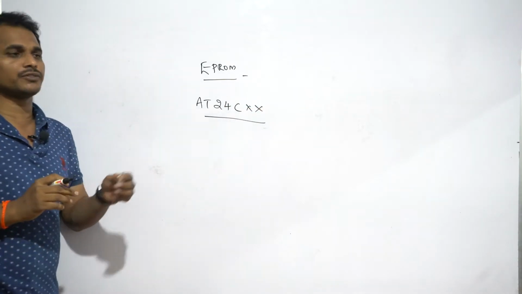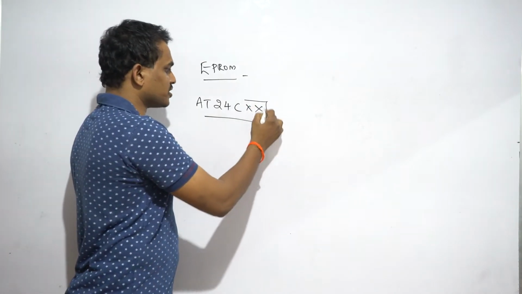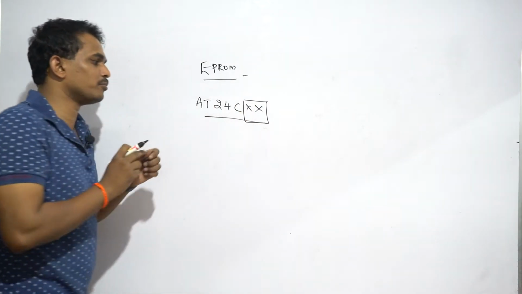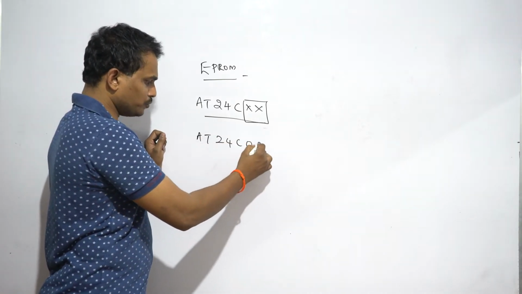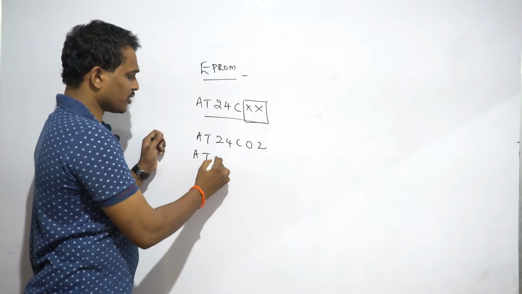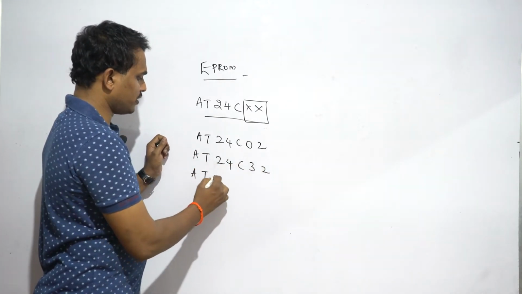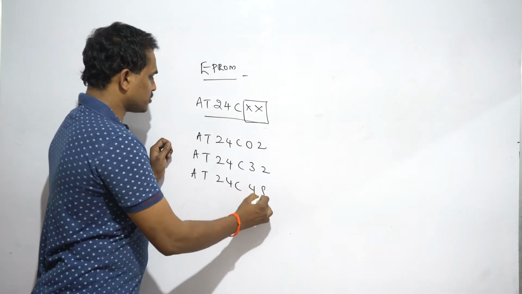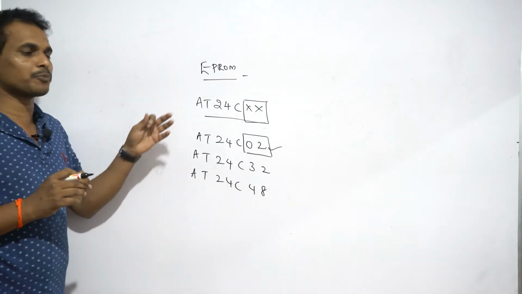Okay. Coming to these EEPROM devices which work with the Atmel family, the series is AT24C. The last two digits represent the memory content of the device. Suppose I am talking about the AT24C02, and the devices available like 24C32, 24C48. So the last two digits represent the memory quantity of this EEPROM device.